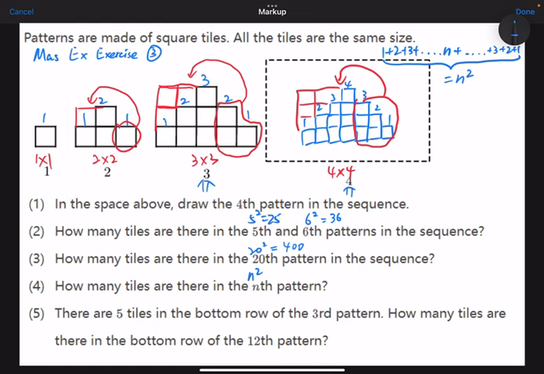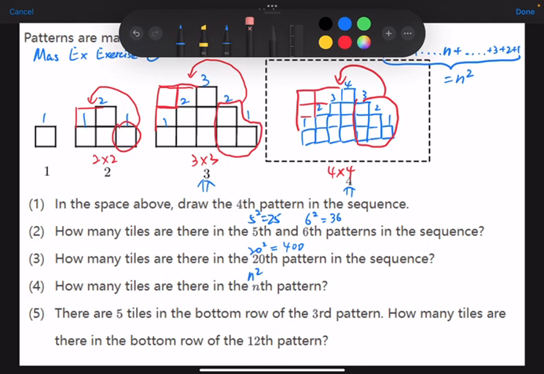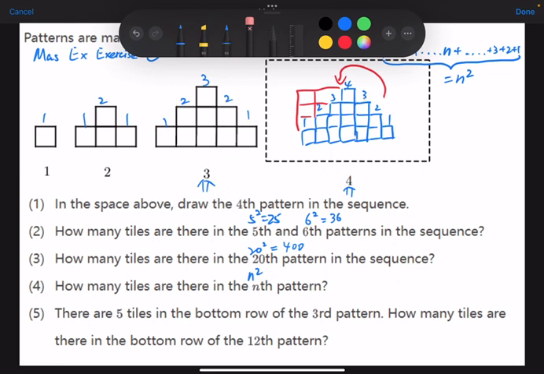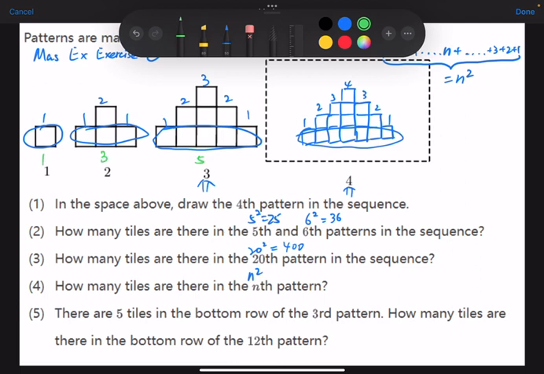So let's see. This is a different sequence we're talking about. It's no longer the pyramid sequence. So I'll erase everything that's red, and we'll focus on the blue. So for the first pattern, we have 1 tile at the bottom row. For the second pattern, we have 3 tiles at the bottom row. For the 3rd pattern, we have 5 tiles at the bottom row. For the 4th, we have 7 at the bottom row. So if I write it in green, we have 1, 3, 5, 7.